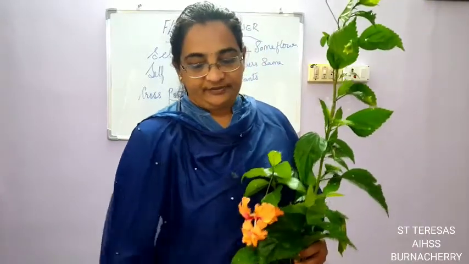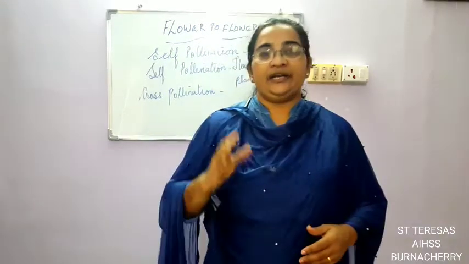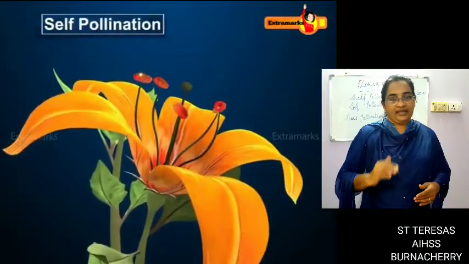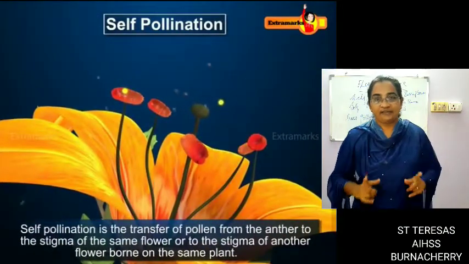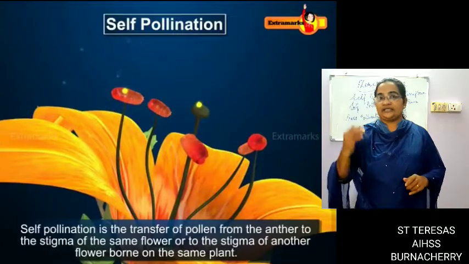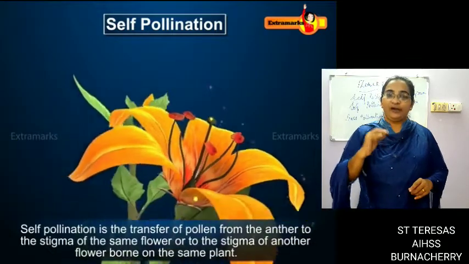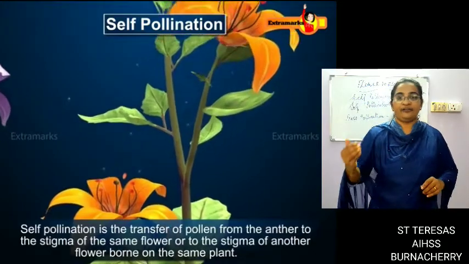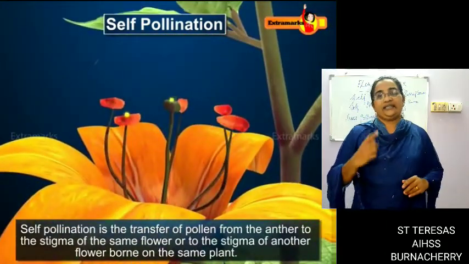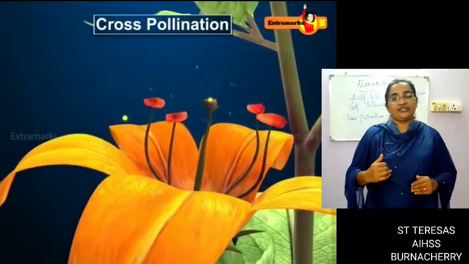So now first we will tell what is self-pollination. When the pollen grains are transferred from the anther to the stigma of the same flower, that is self-pollination. The second type of self-pollination is when the pollen grains of one flower are transferred to the stigma of another flower on the same plant, then it is self-pollination. Okay?